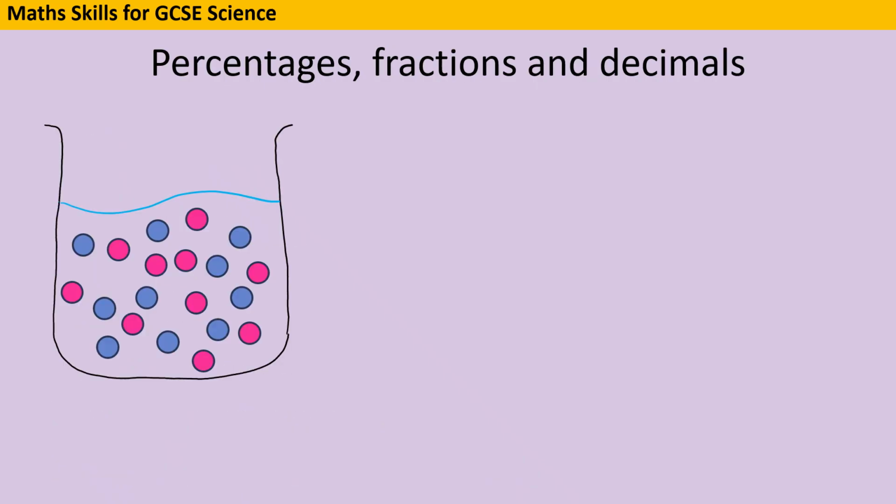Percentages, decimals and fractions are three different ways that we can use to describe proportions. In other words, how much of a total is made up of a particular part. Within your GCSE Science exams, you need to be confident using all three of these methods. So if we look at this beaker of balls, we could say that 10 out of 20 of them are pink. Now that "out of" sign is really just a divided by sign. So if I say 1 divided by 2, that is the same thing as a half. And of course, a half is 0.5.